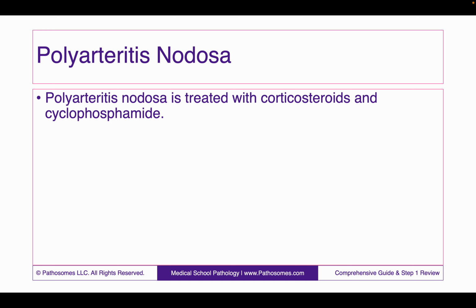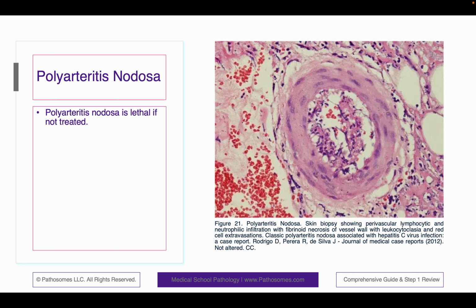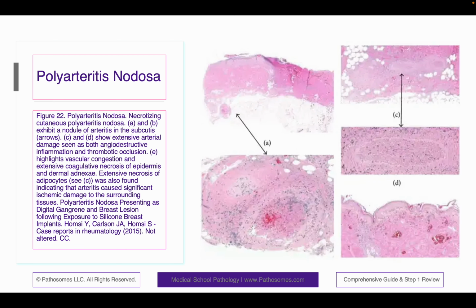Polyarteritis nodosa is treated with corticosteroids and cyclophosphamide. Note, polyarteritis nodosa is lethal if not treated. Here in this image, we can see various necrotizing cutaneous lesions due to polyarteritis nodosa.